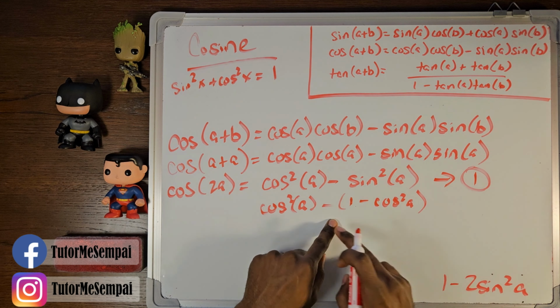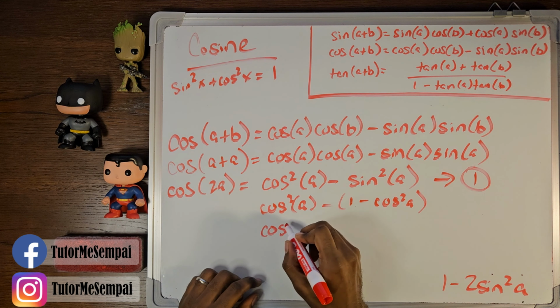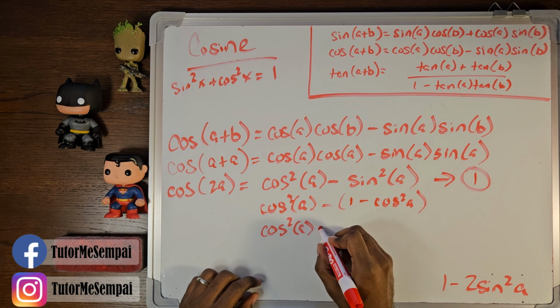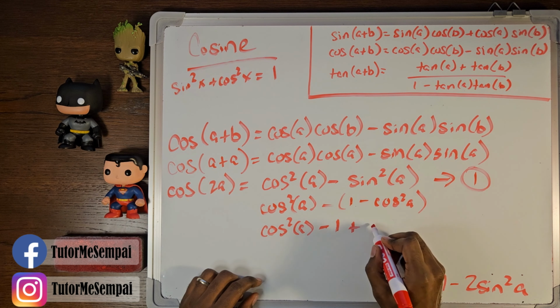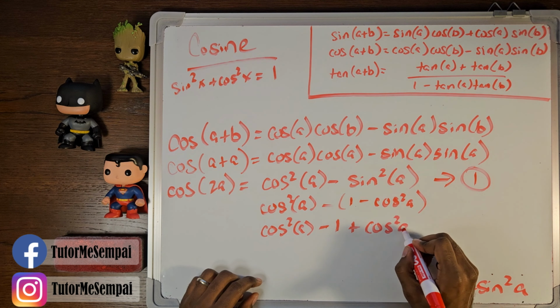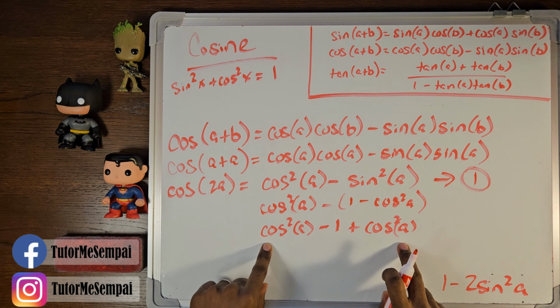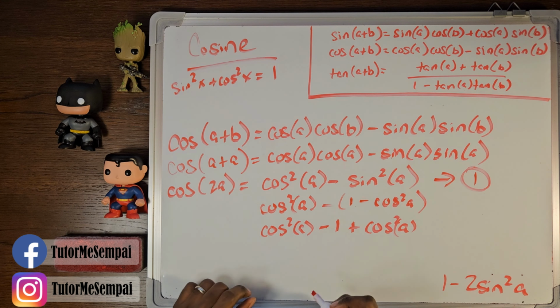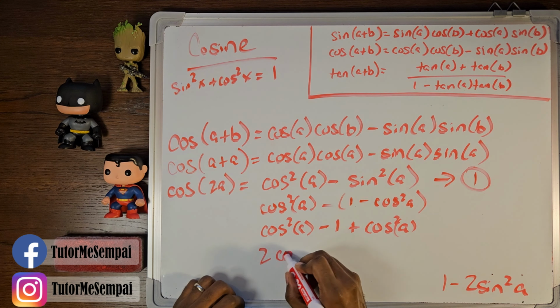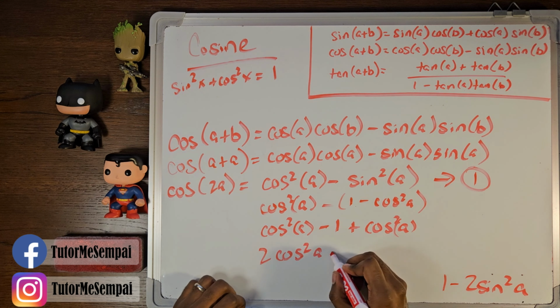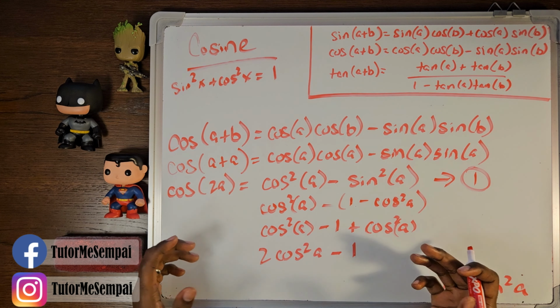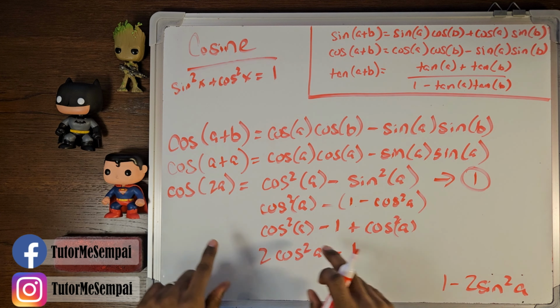And now we have to distribute this negative. So we have cosine squared A minus 1 plus this cosine squared A. We can combine these two cosines to give us 2 cosine squared A minus 1. This is our third double angle identity for cosine.